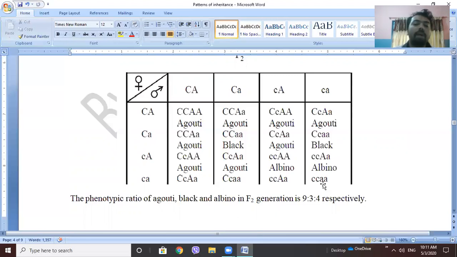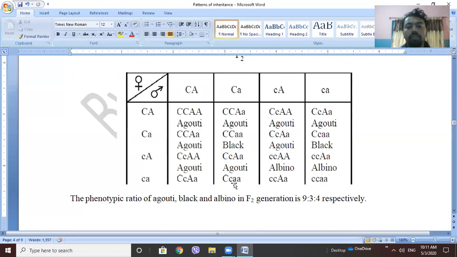Now if you look at the phenotypic ratio of agouti: 1, 2, 3, 4, 5, 6, 7, 8, and then 9. So let's look at the black phenotype. Black phenotype here: 1, 2, so black.